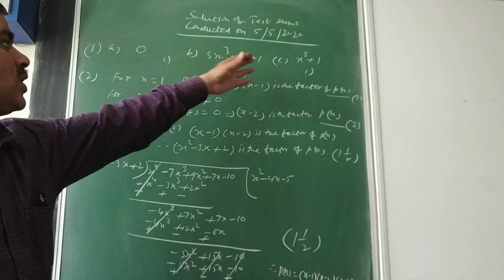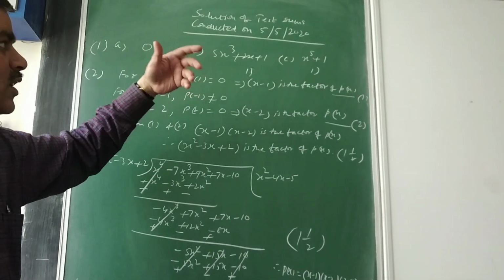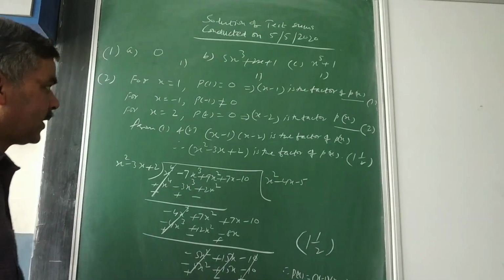So in that way you can assess yourself. 1 mark is there if it is correct; if it is not correct, then it is 0. No step marking will be done in objective questions.